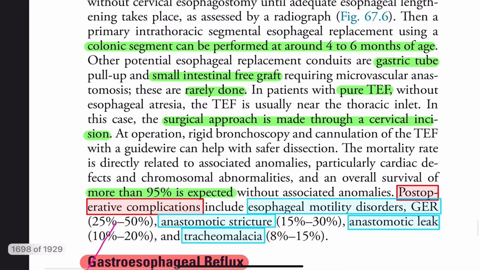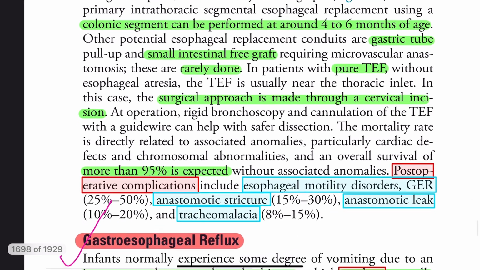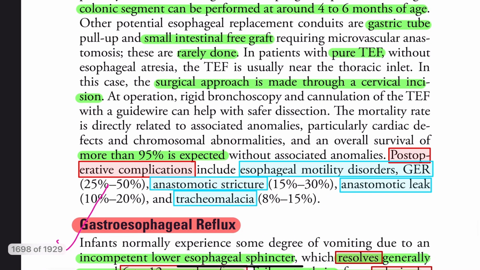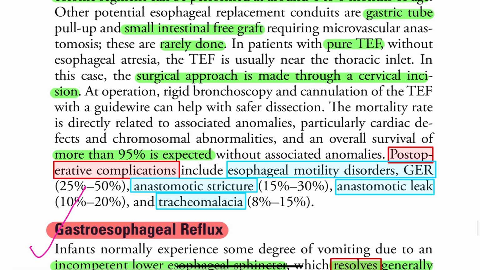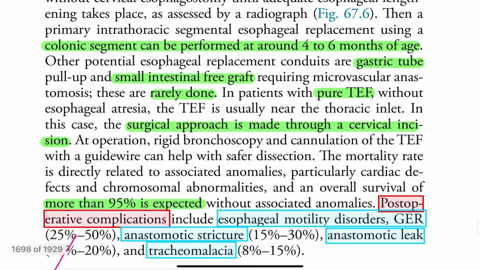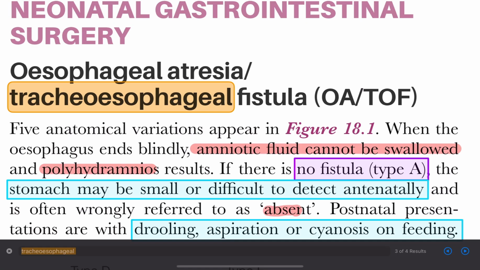So what are the post-op complications? Most commonly you will see esophageal motility disorder and gastroesophageal reflux, anastomotic stricture, anastomotic leak, and tracheomalacia. So this was all from SABISTON. Let's see what is given in Bailey.